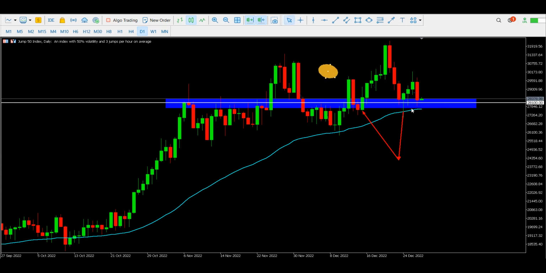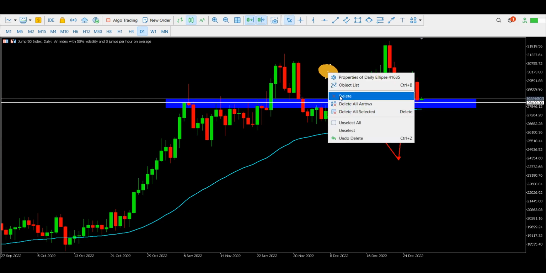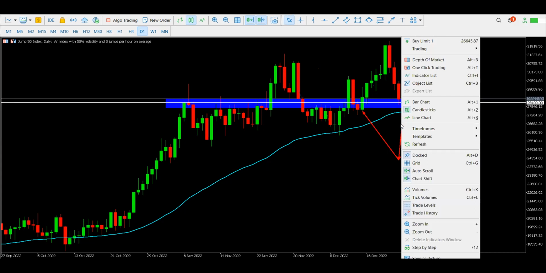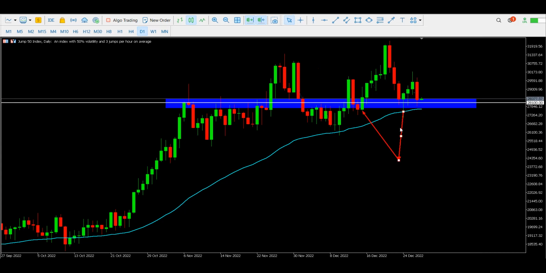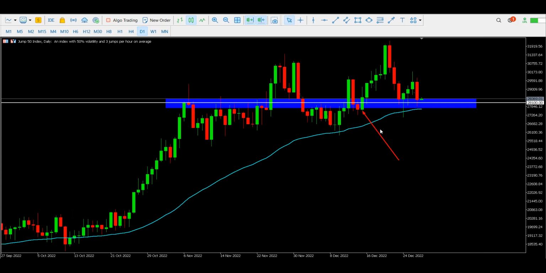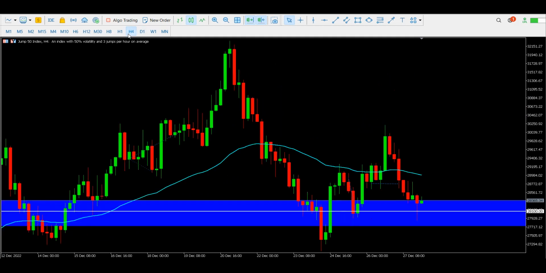So we have a daily rejection of the exponential moving average, a daily reversal candlestick, daily double bottoms, which is a reversal chart pattern. And then taking this down to the 4-hourly time frame.